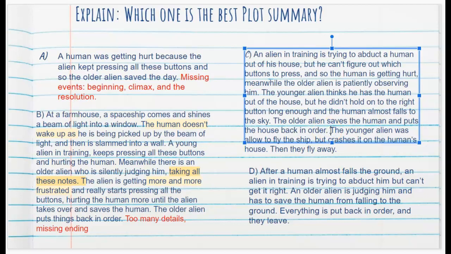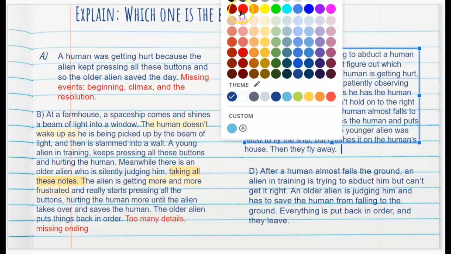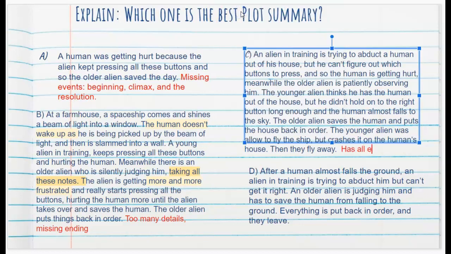There's my falling action. The younger alien was allowed to fly the ship, but crashes it on the human's house. Then they fly away. So now I have, this has all the events in order, and they are in order, and not too wordy.